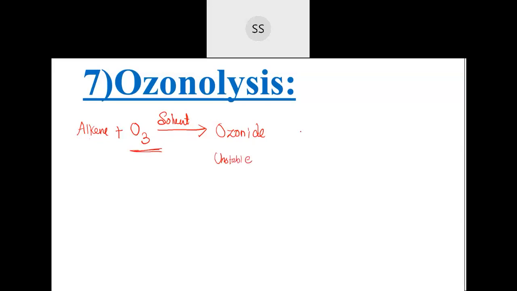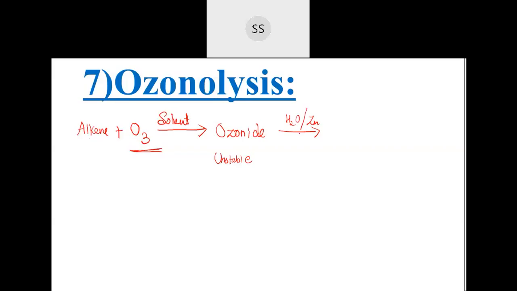Unstable means they will act like an explosive. So these are further made to react with water. Further, the reaction is done with water and zinc dust, which means zinc powder is added. So these will react and give you a stable compound.